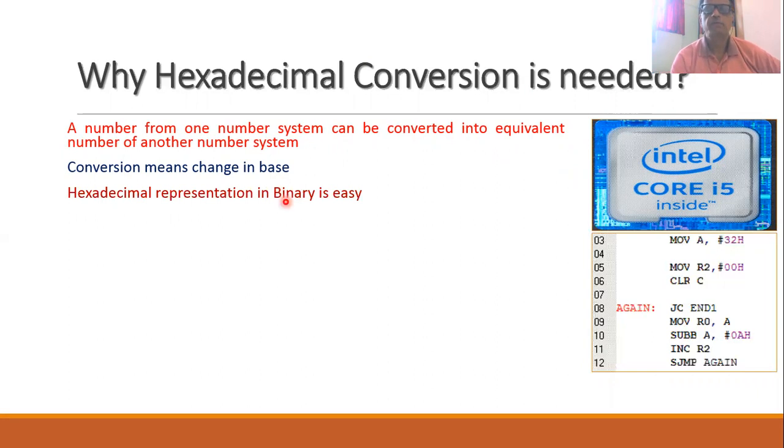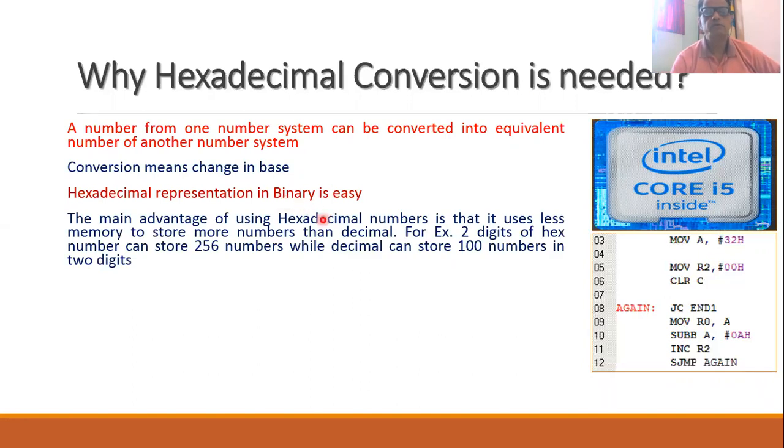Hexadecimal numbers are very important because the hexadecimal representation of binary is very easy, and a binary number can also be very easily converted into hexadecimal. Therefore, many times, instead of writing a long binary number, people prefer to write the short hexadecimal representation of the given binary number.